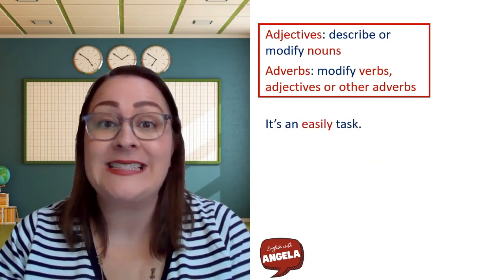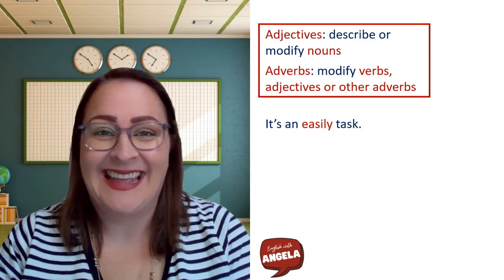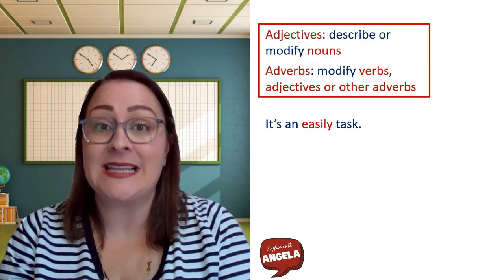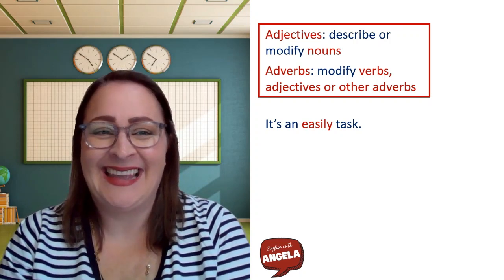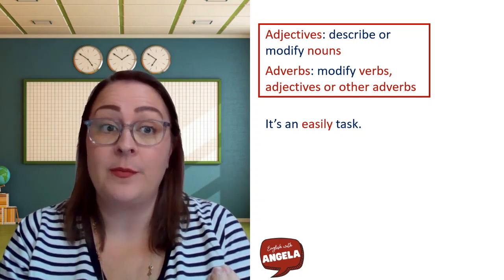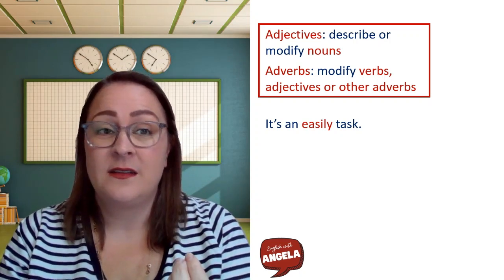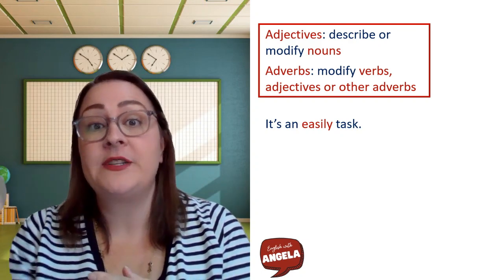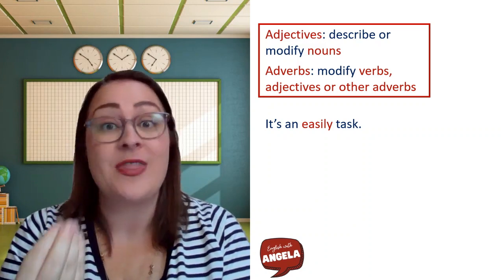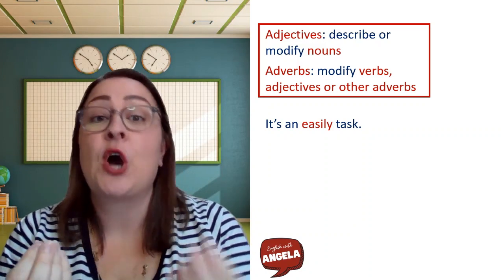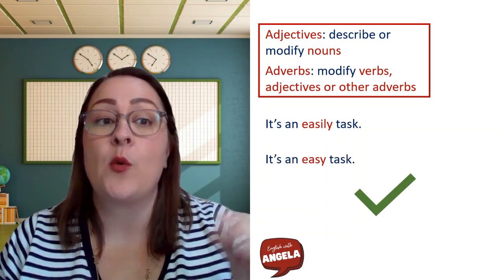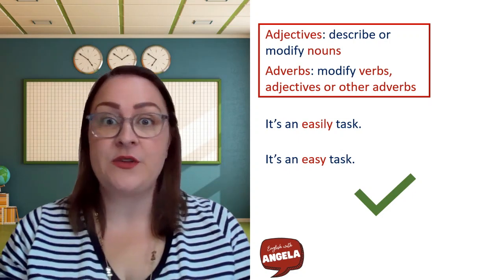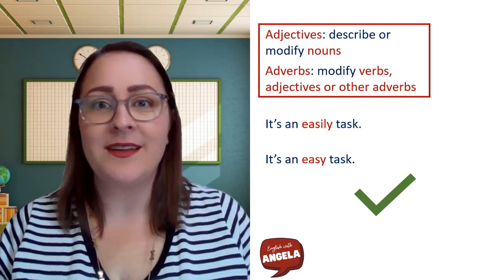How about this one? It's an easily task. When I say something's easy to do, yeah, it's an easily task. Am I describing the verb is? Easily, we're telling it's easily, the is, or am I talking about what I have to do, the noun? I'm talking about the noun, right? So I'm going to say it's an easy task. What do you think? That's pretty easy, right?